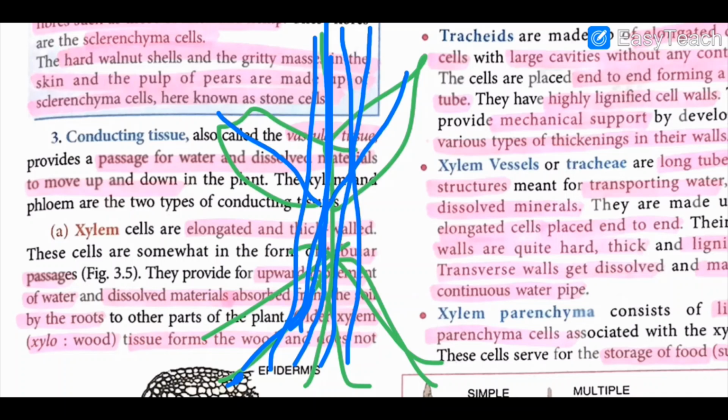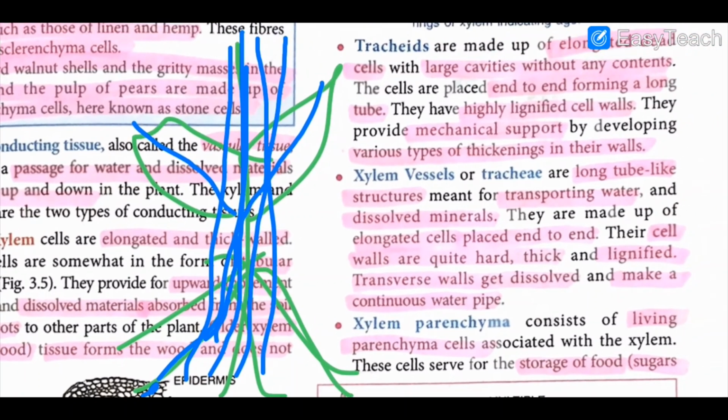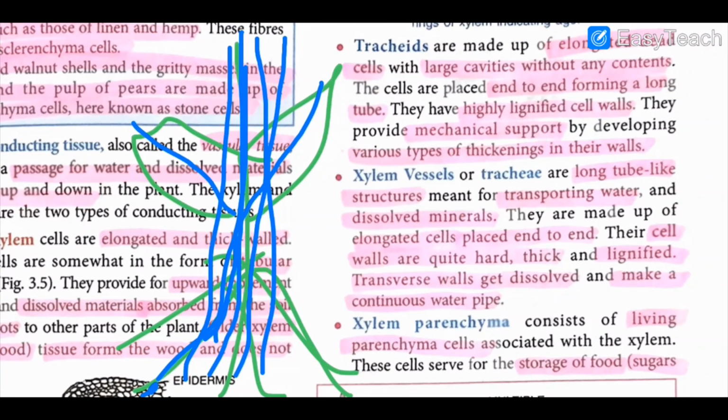Now the xylem tissue consists of tracheids and vessels, and they're called tracheary elements. Tracheary elements, why? Because they help in the transport of water, minerals, and other substances like that. Now Xylem Parenchyma and Xylem fibers are also some parts that come under the xylem tissues respectively. So let's start with tracheids first. So tracheids are made up of elongated dead cells, with large cavities without any contents. The cells are placed end to end, forming a long tube. They have highly lignified cell walls, and they also provide mechanical support.